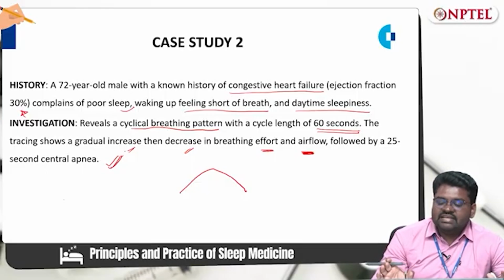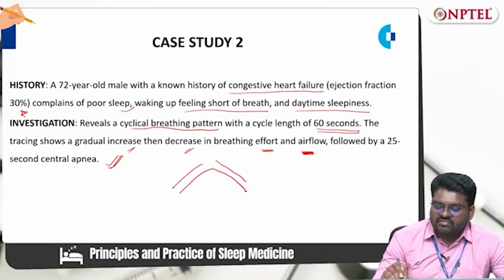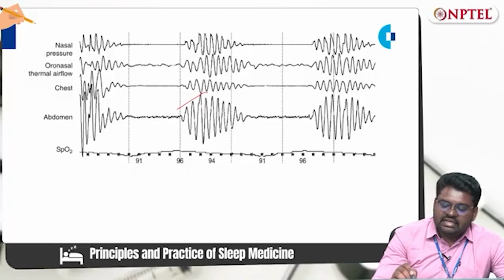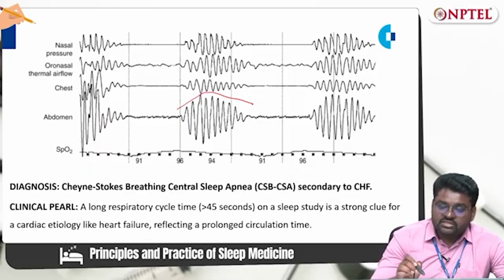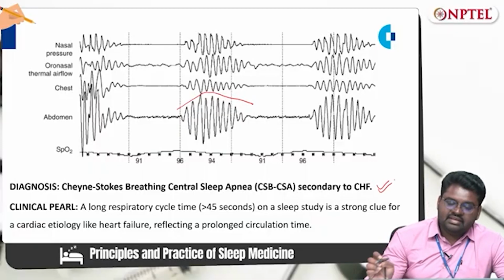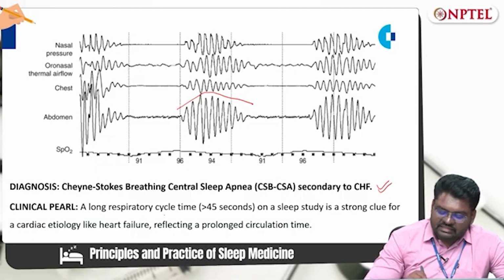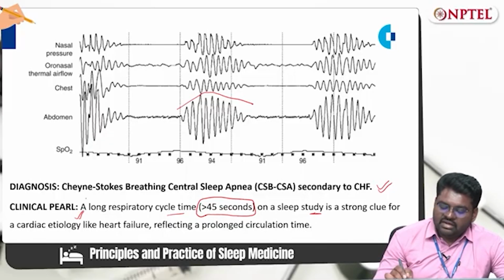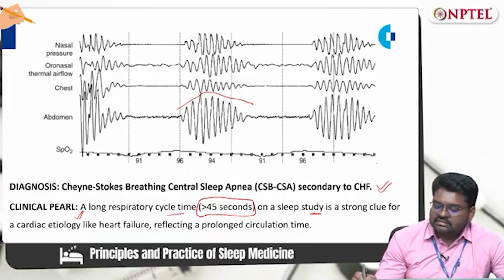So already we might have guessed the condition: waxing and waning. So this is a polysomnographic graph. Waxing and waning, that is Cheyne-Stokes breathing. So this is Cheyne-Stokes breathing associated central sleep apnea secondary to congestive heart failure. Clinical pearl: a long respiratory cycle time, that is more than 45 seconds on a sleep study, is a strong clue for cardiac etiology. Why a long respiratory cycle time? Because the major pathology here is delay in circulation.